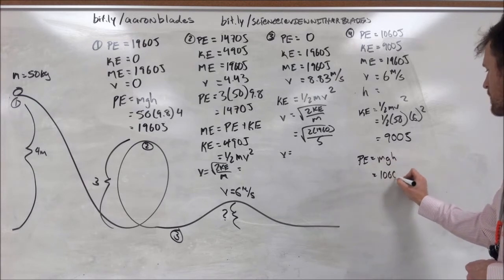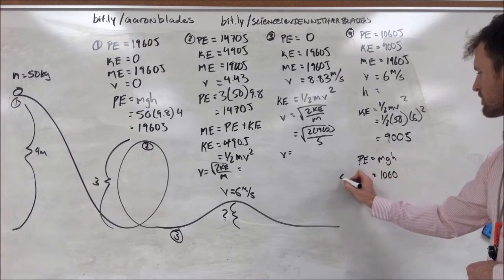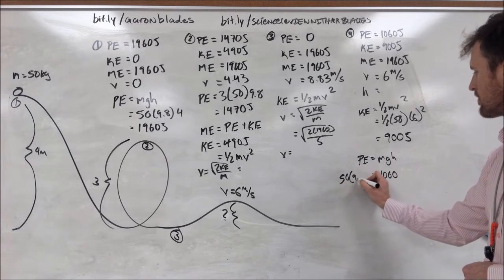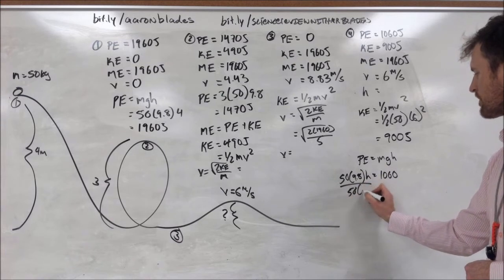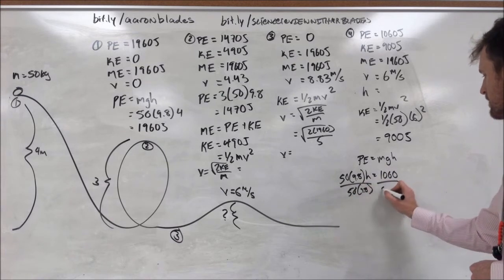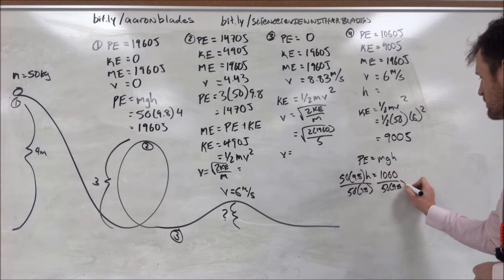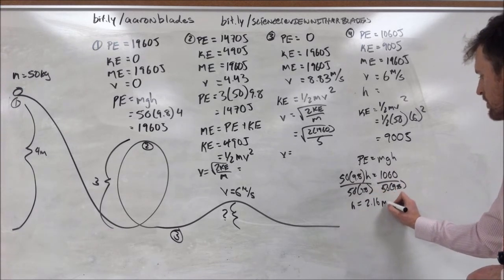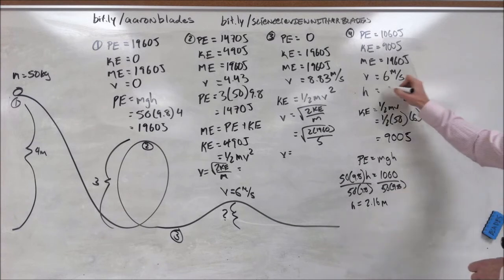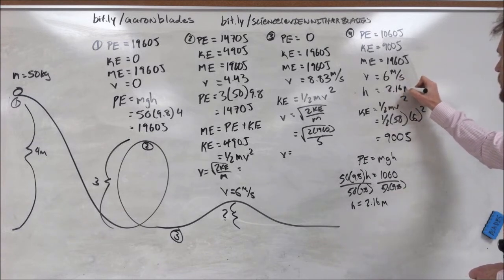mgh, or 1060, is equal to 50 times 9.8 times the height. Divide both sides by 50 times 9.8, and we end up with a height of 2.16 meters. Now we've solved for this entire thing.